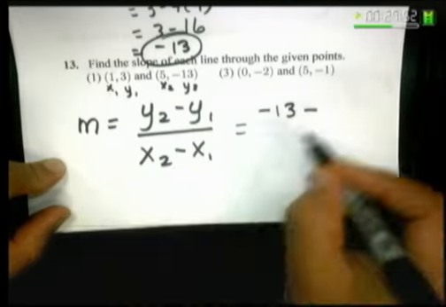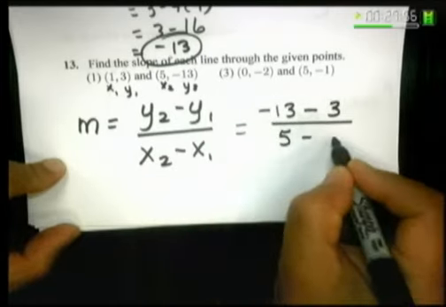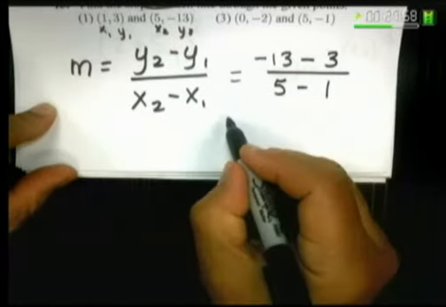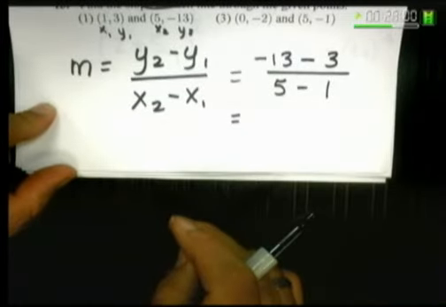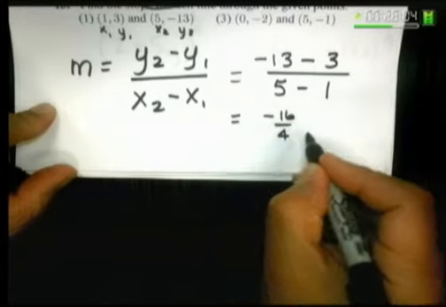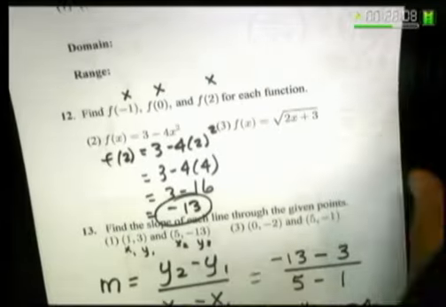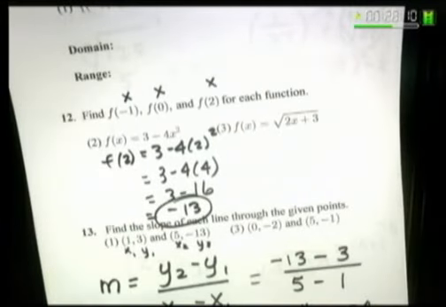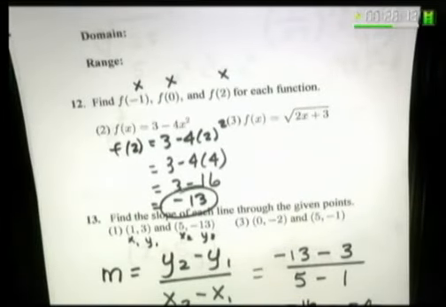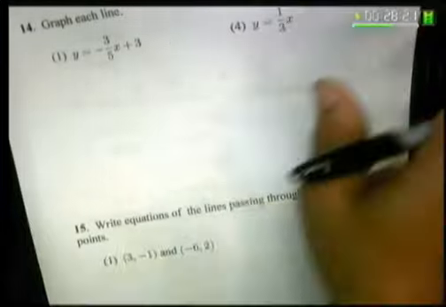-13 minus 3 divided by 5 minus 1. Very good. Okay, -13 minus 3 is -16. Very good. Divided by 4. -16 divided by 4 is -4. That's your slope. You'll have one of those on the test. Y'all good with that? Okay, we're getting there. We are getting there.